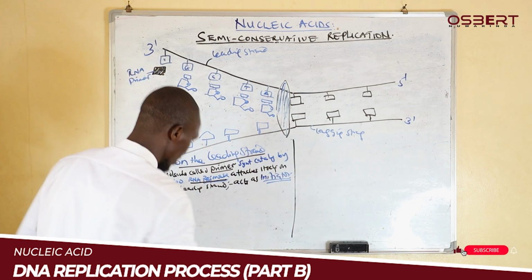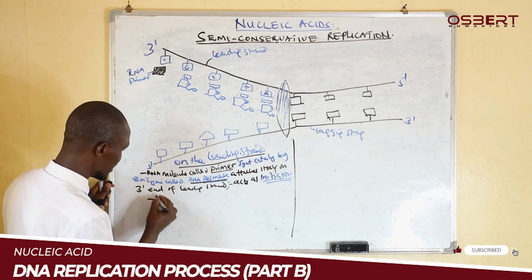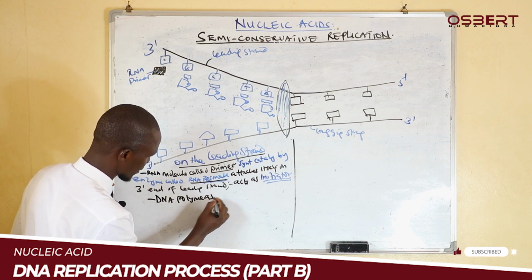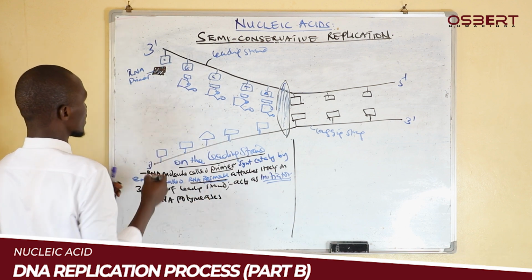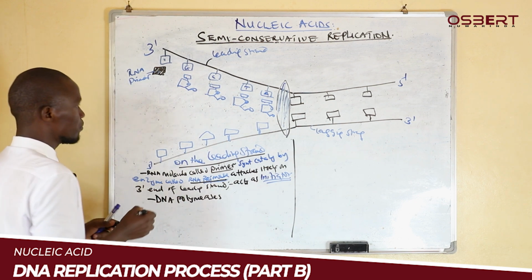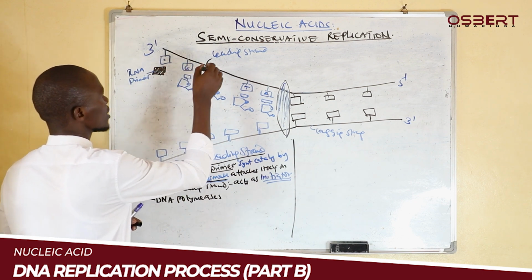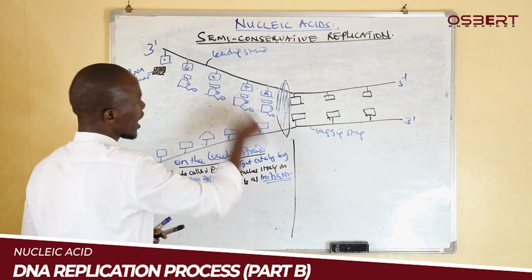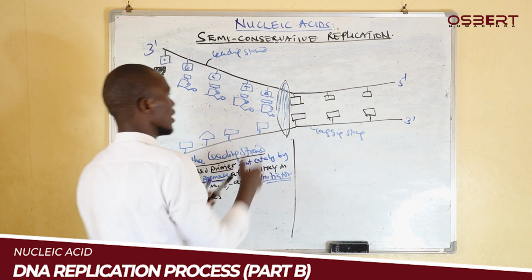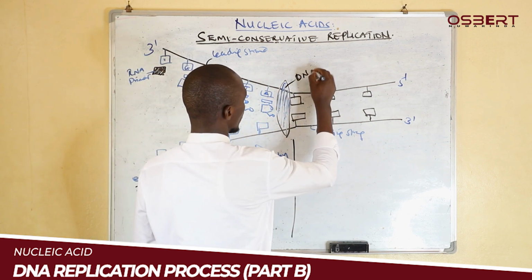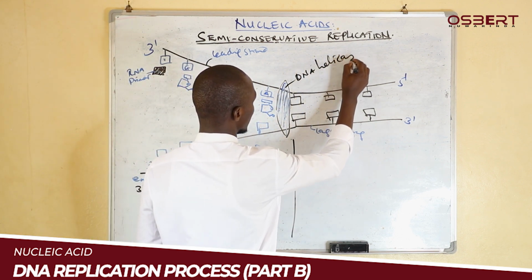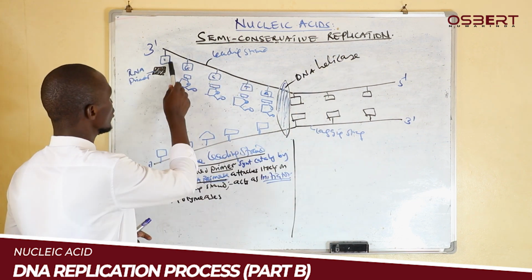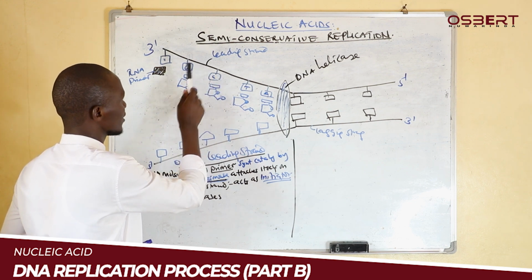A DNA polymerase. So another enzyme called DNA polymerase. After this primer has attached itself there, the DNA polymerase keeps moving along this leading strand, and it moves on this leading strand, of course, following what? Following the DNA helicase enzyme.